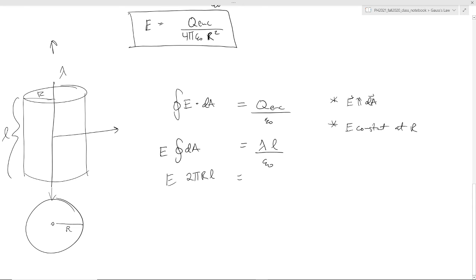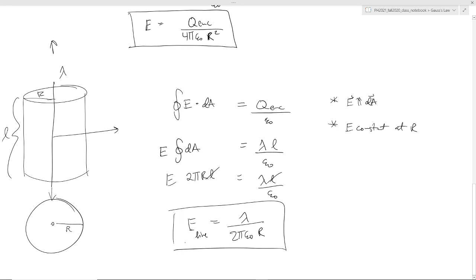But notice, check this out. The L would cancel. It appears on both sides. And then we can solve this for E. What do you have? You have lambda over 2 pi epsilon naught r. So we've recovered the electric field for a line of charge. Notice we did this in a few lines of math. When we did this by integrating dE, it was much, much more complicated.